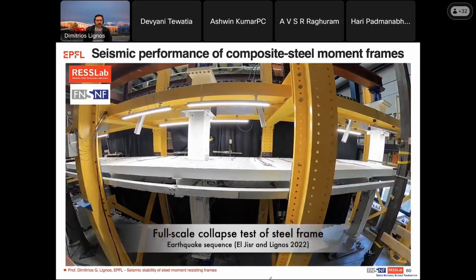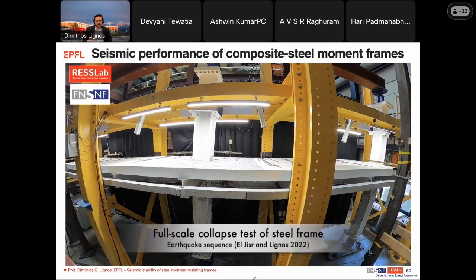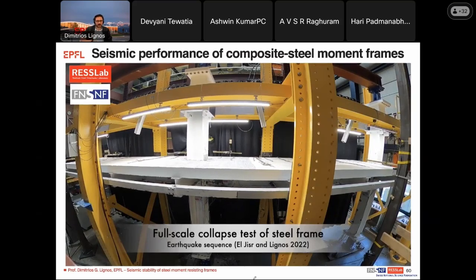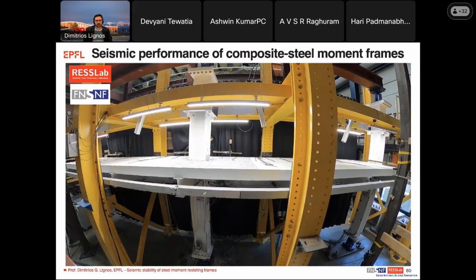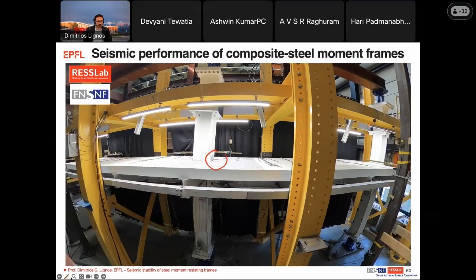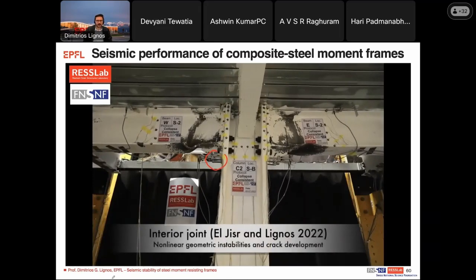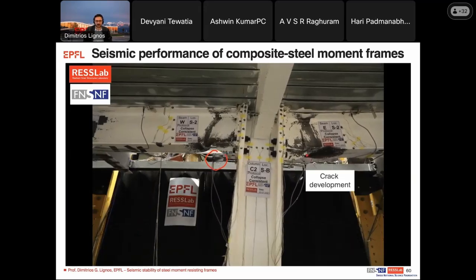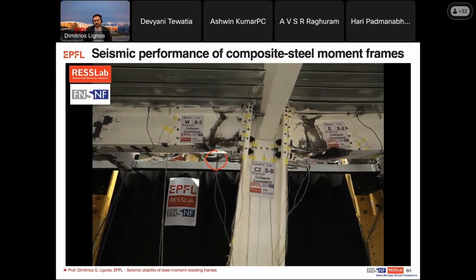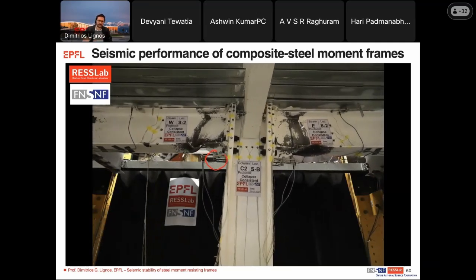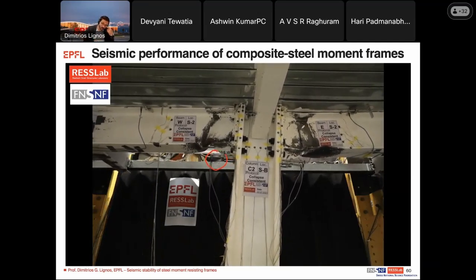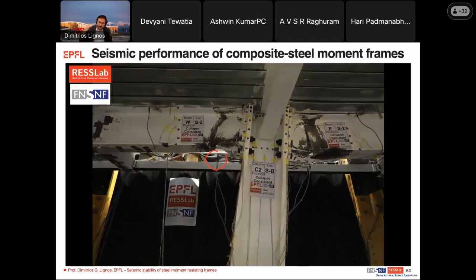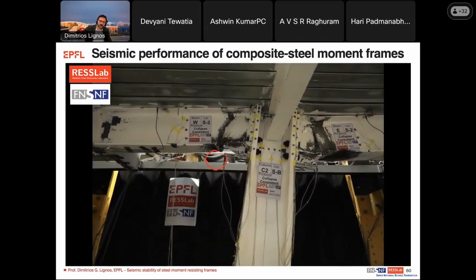Also, we pushed the frame here. You see a snapshot just to appreciate the scale. And we pushed the frame to very large deformations. And as I said, we monitored this location relatively well, both from the top as well as the bottom, but also inside the slab. And you see that the frame could sustain excessive deformations that eventually lead to crack developments, but only at the very, very large drifts.